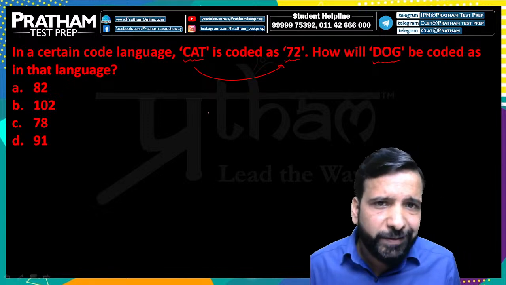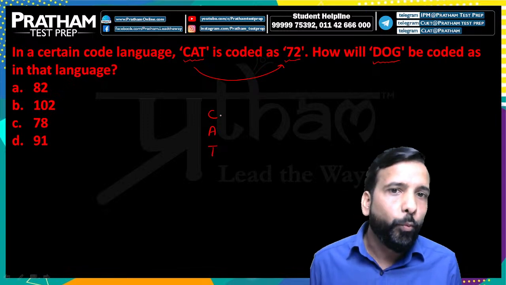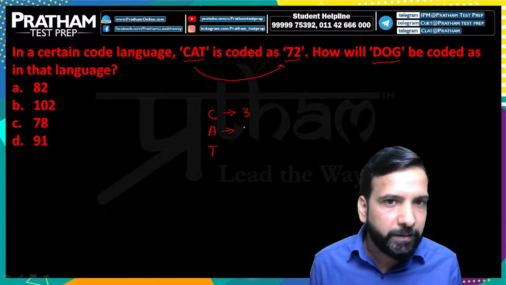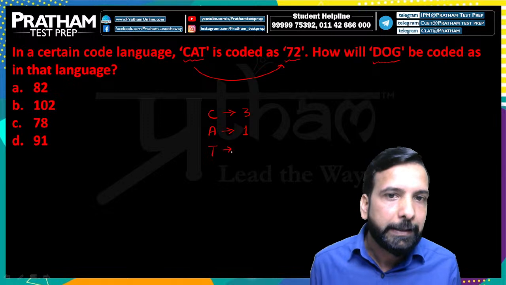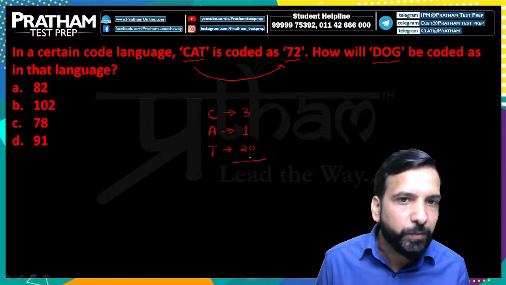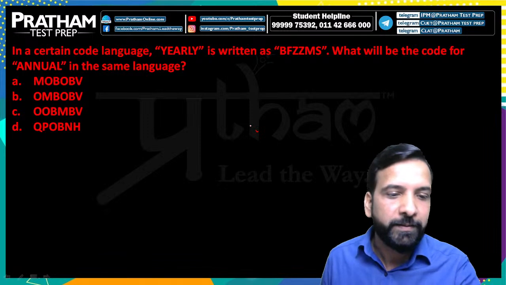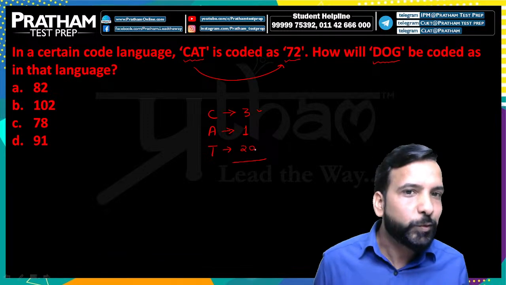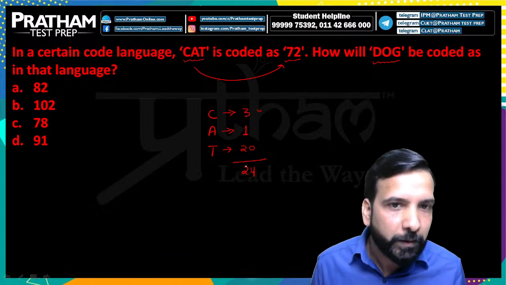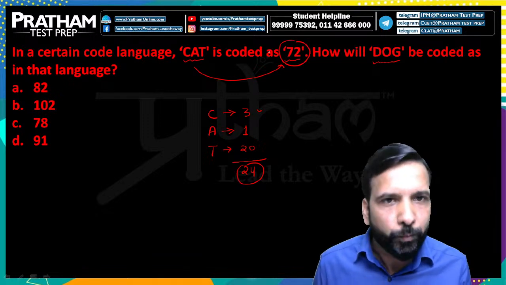So in cat we have 3 letters, C, A and T, right? What is the place value of C? It's 3. C is the third letter, A is the very first letter, and T is the 20th letter. So what is the sum of all 3 place values? C's place value is 3, A's place value is 1, and T's place value here is 20. So what is the sum of all 3 values? It's 24, right? The sum is 24, but here we have been given the number 72, right?